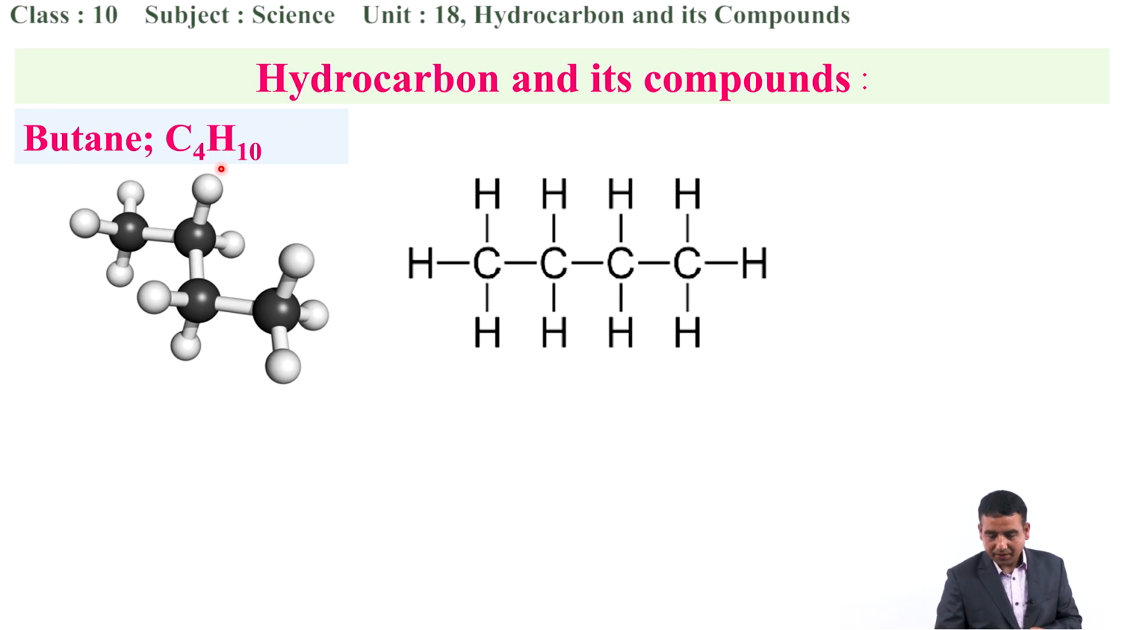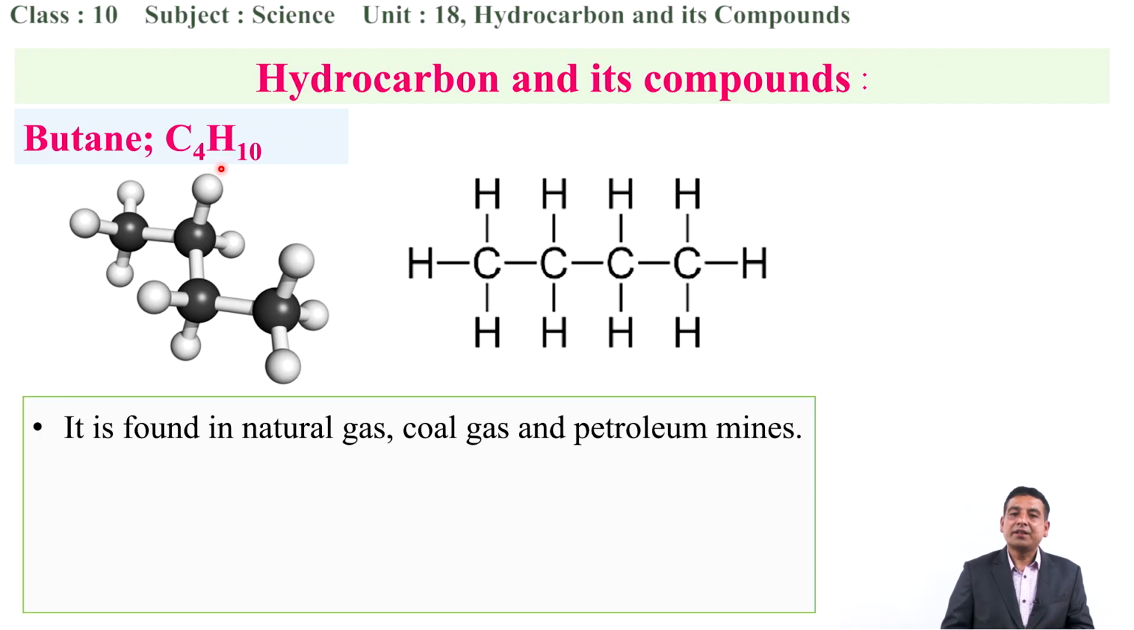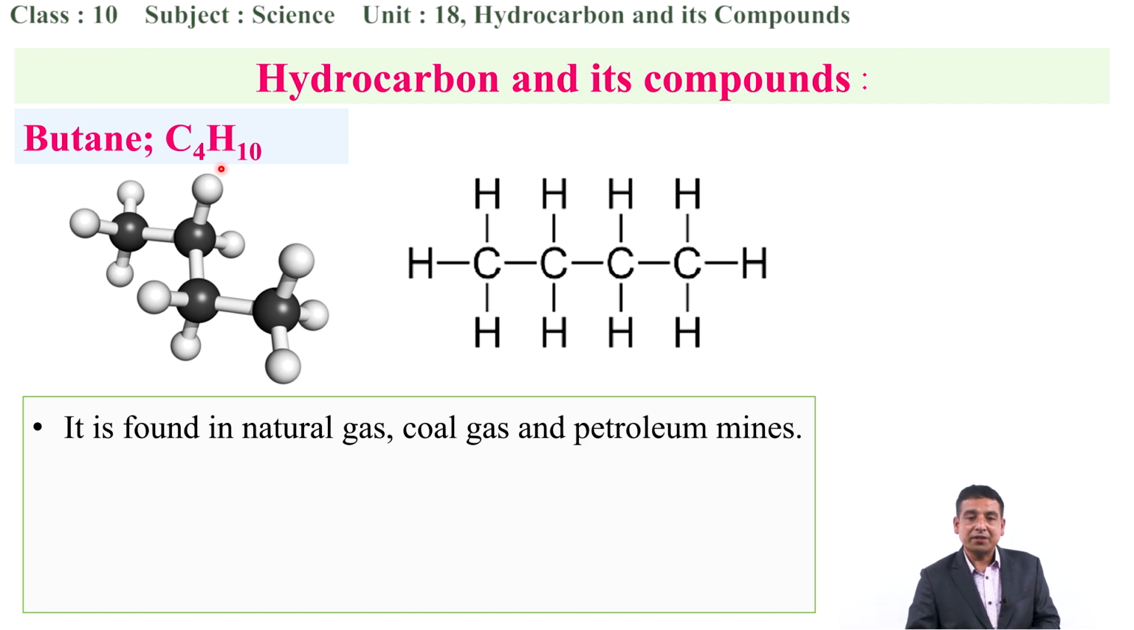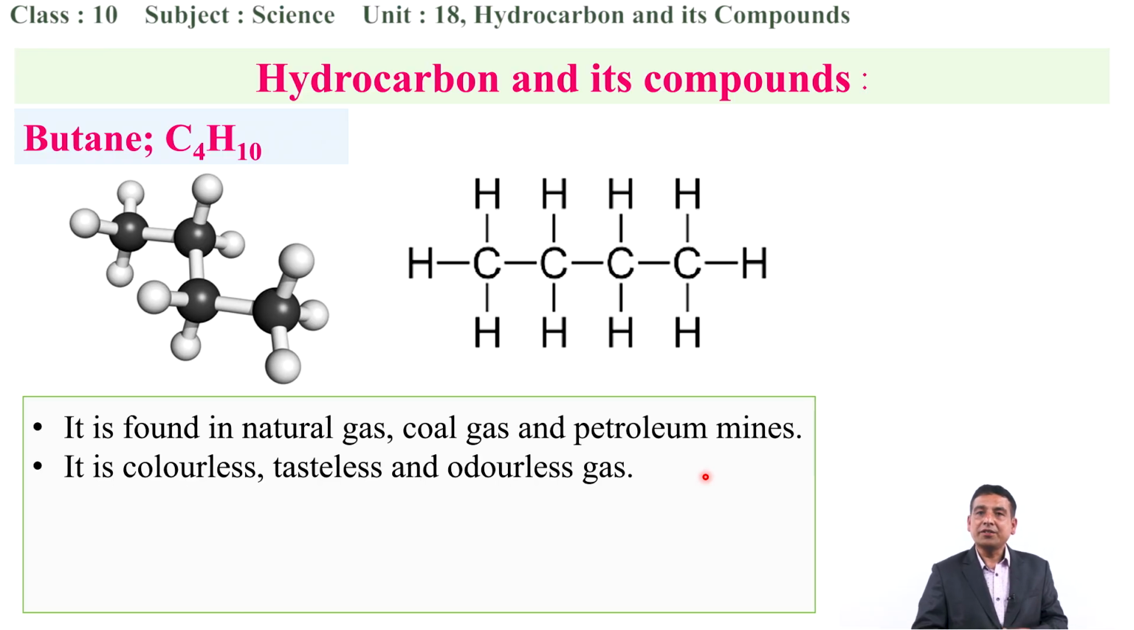Some information about butane: it is found in natural gas. Natural means the gases are obtained naturally, and in coal gas as well as petroleum mines, where the previous hydrocarbons were also found. Next, it has similar properties to methane, ethane as well as propane.